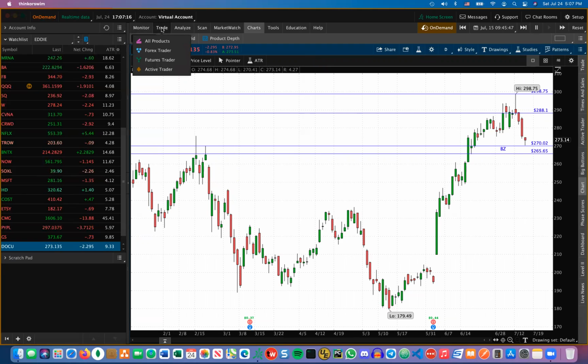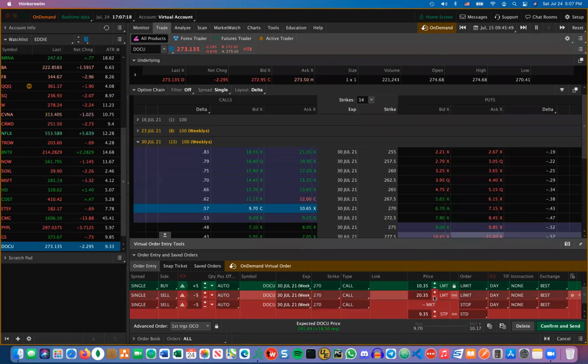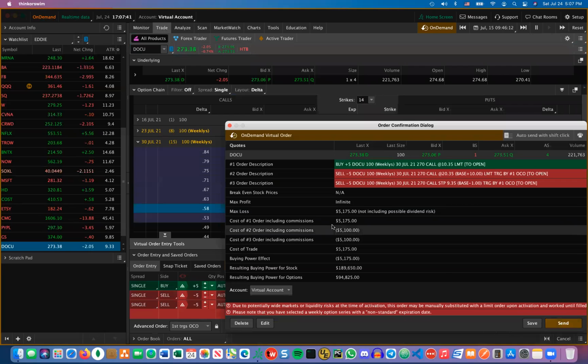So I'm going to click on trade one more time here, and I'm going to lock it in. 10.35 is how much I want to pay for it. Exit at 20.35, stop loss of 9.35, meaning I am risking $1 per contract, and I'm going to buy 5 of them, so that is a $500 risk for potentially $1,000 in gain. Okay, I'm going to confirm and send. Verify that that is in fact what is happening.